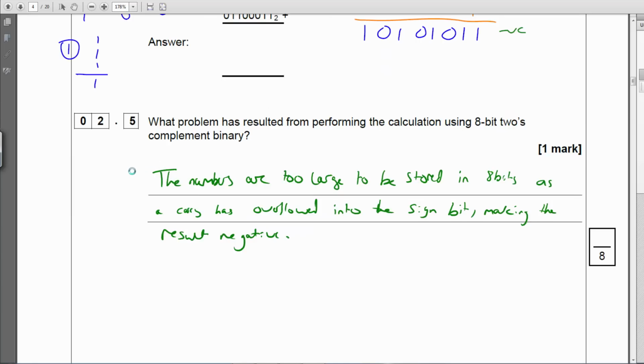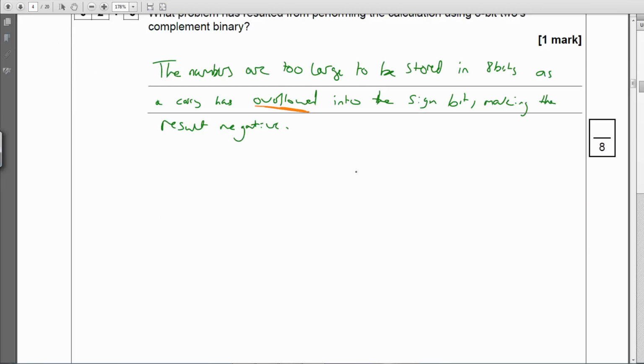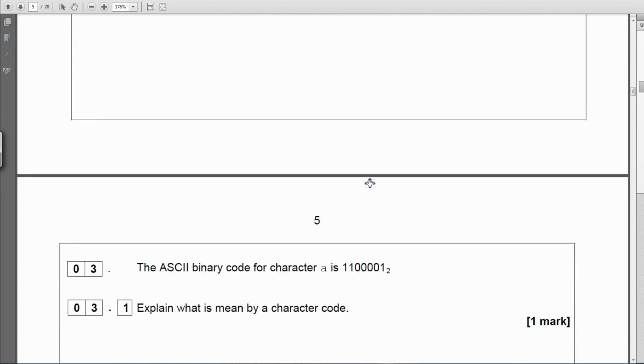I'll read it out for you in case you can't read it, which would be understandable. I've written: the numbers are too large to be stored in 8 bits as a carry is overflowed into the sign bit, making the result negative. The key word here is really overflow. This is what an overflow is, in case you get asked. So moving on, that's the end of question 2.